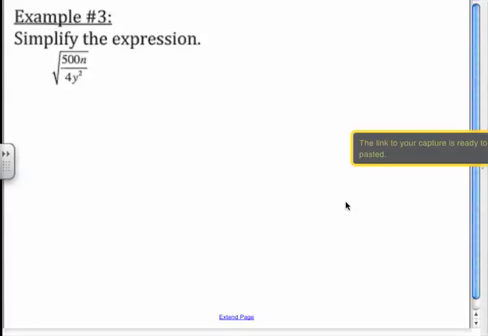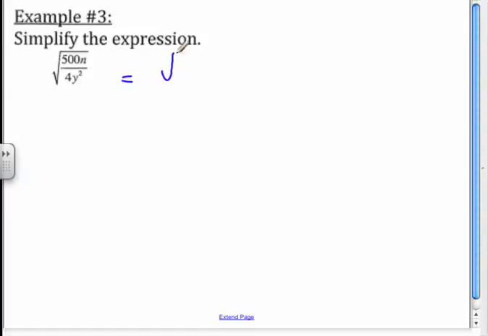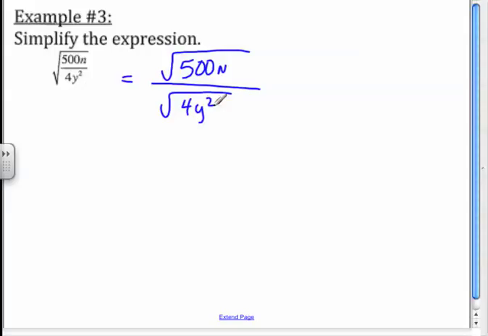Okay, simplify the expression: the square root of 500n over 4y squared. Now remember, guys, what I said from the last example is that you want to write this as the square root of 500n over the square root of 4y squared. Okay? Now, I just need to deal with the numerator and the denominator separately for me to write them simplified. Okay? So I'm going to do that.